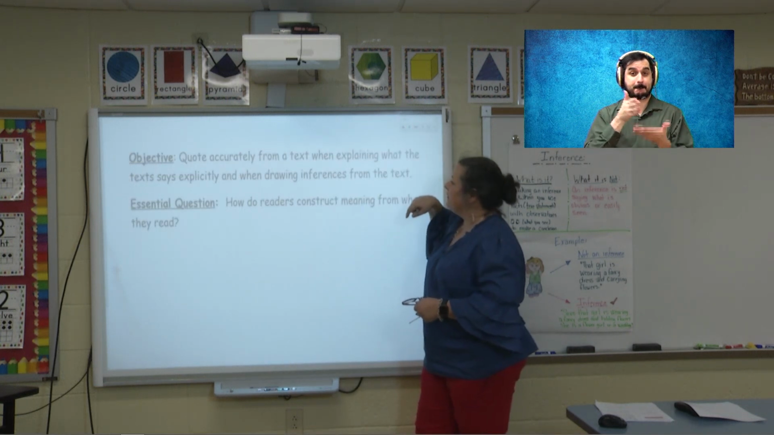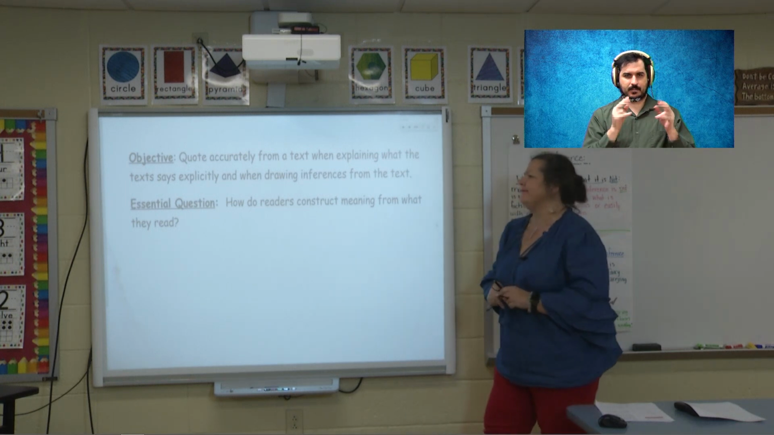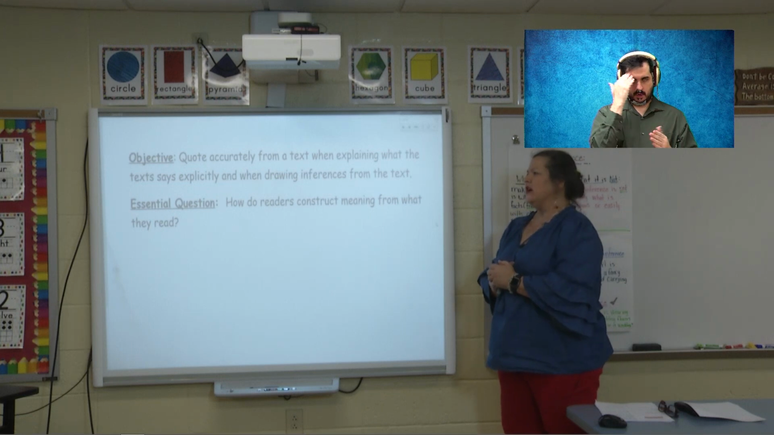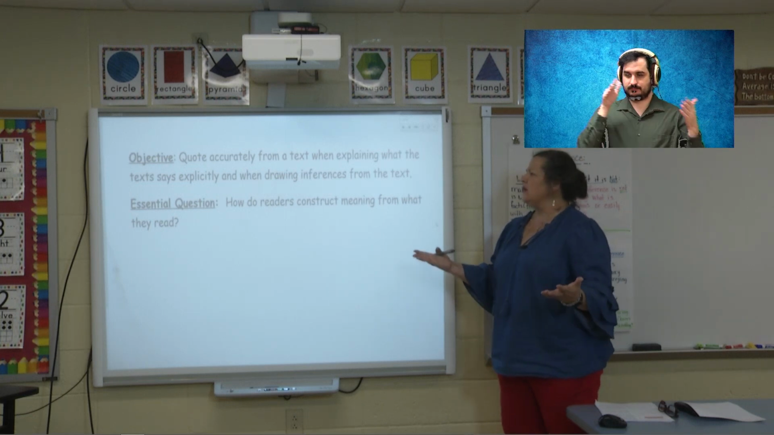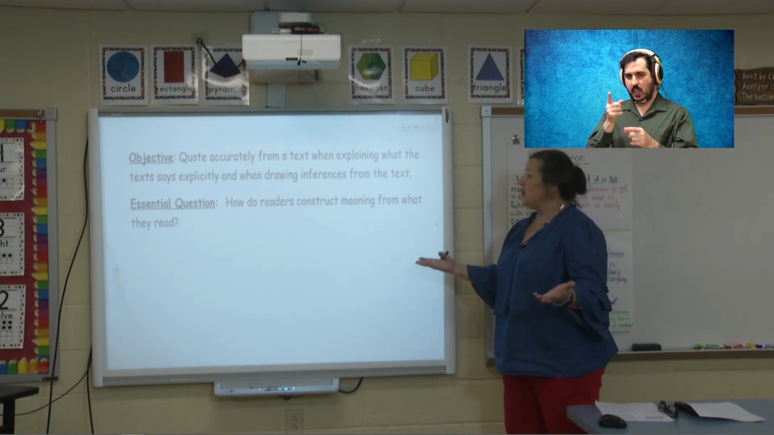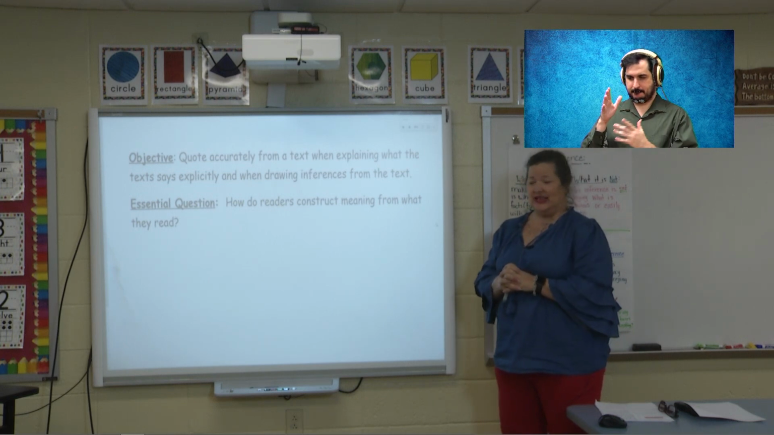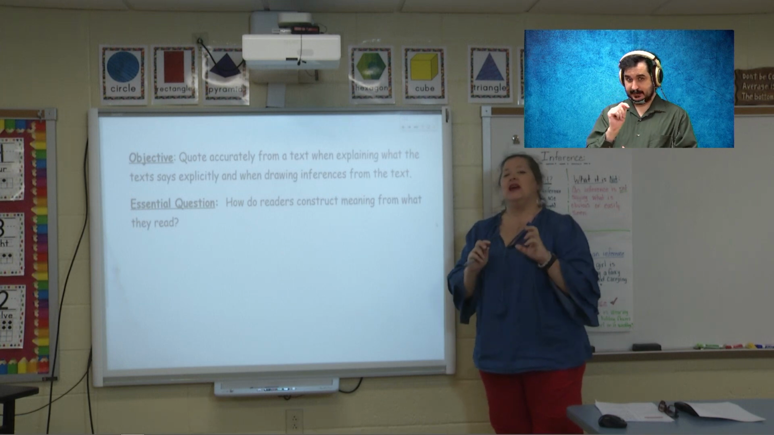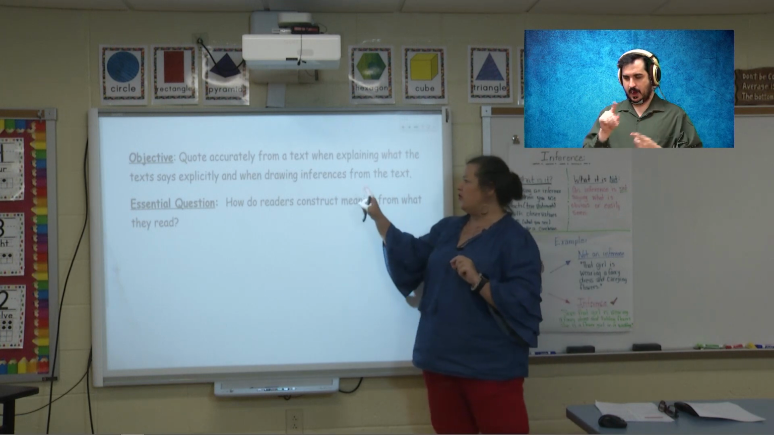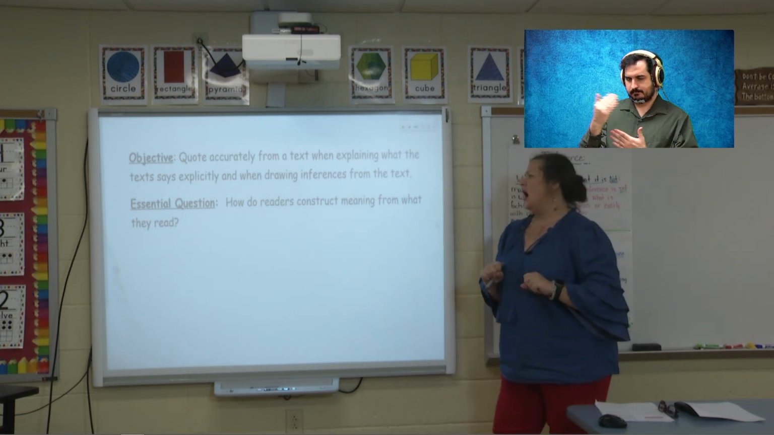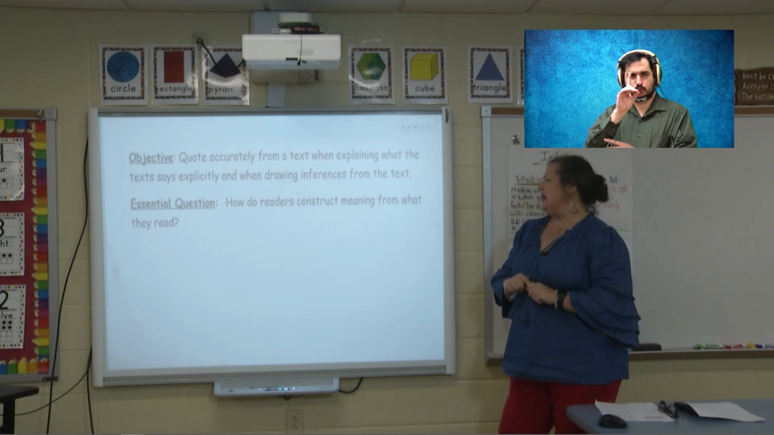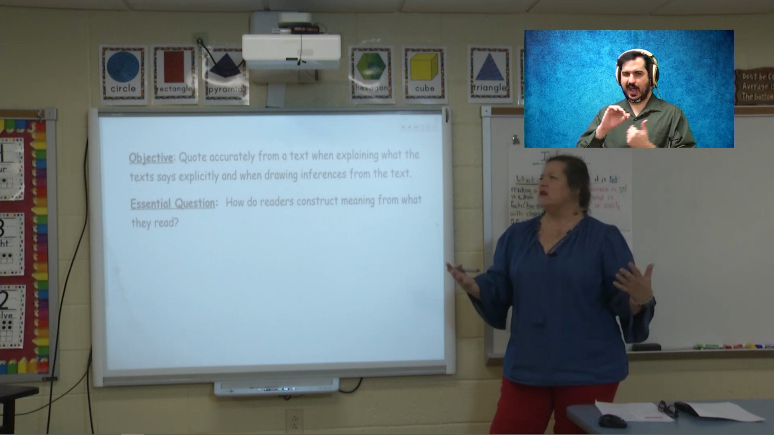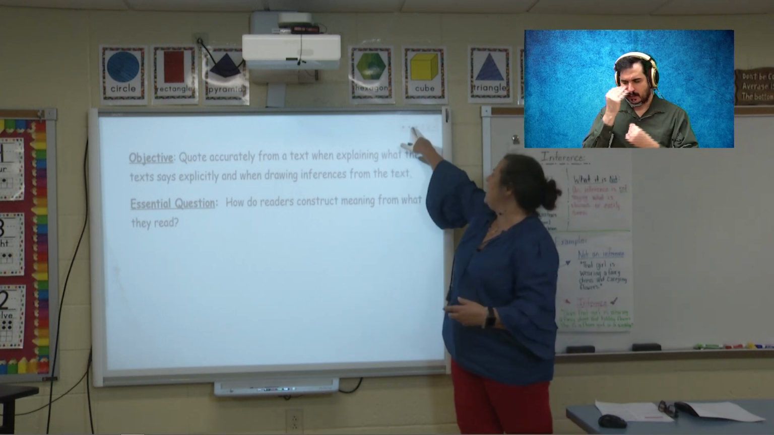Okay. Let's go to reading. All right, instead of word knowledge. Our objective here is we want to be able to quote accurately from a text when explaining what the text says explicitly and when drawing inferences from the text. So I really want to focus more on the drawing inferences. How do readers construct meaning from what they read? How do we gather this information? How do we know?